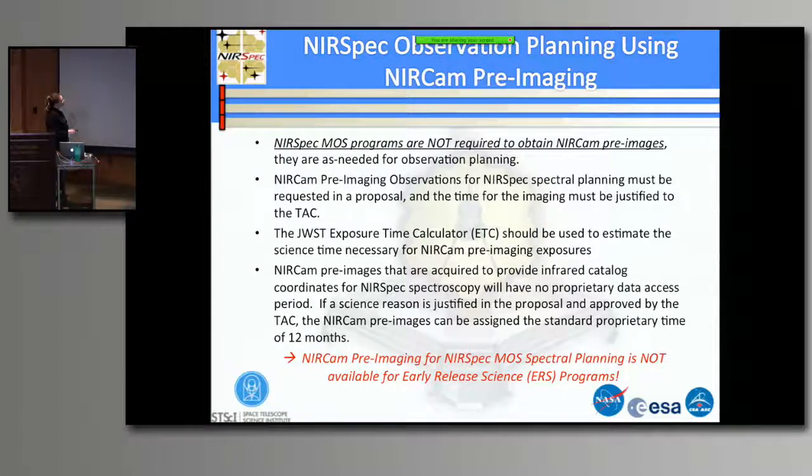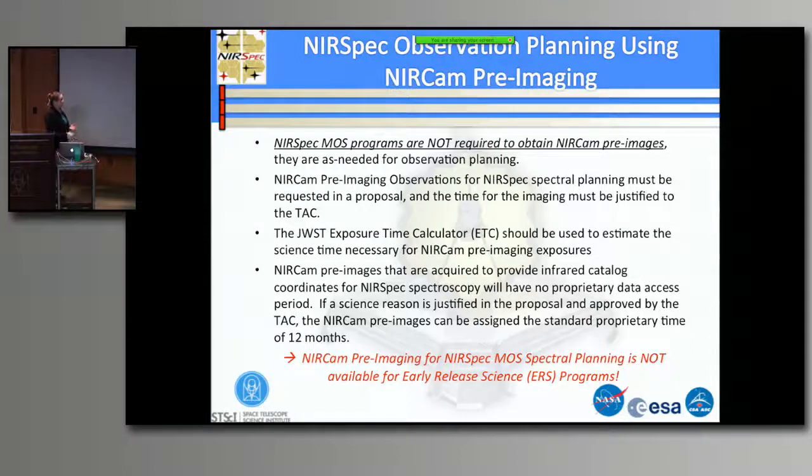And so NIRCam pre-images for NIRSpec must be requested in the proposal, and the time for the imaging justified to the TAC. There needs to be a reason for it. The JWST exposure time calculator should be used to estimate the science time necessary for your NIRCam pre-images. The pre-images that are required to provide infrared catalog coordinates for NIRSpec spectroscopy, only the catalog information, will have no proprietary data access period. So if a science reason is given to acquire the images and is justified, then the pre-images can be assigned the standard proprietary time of 12 months.